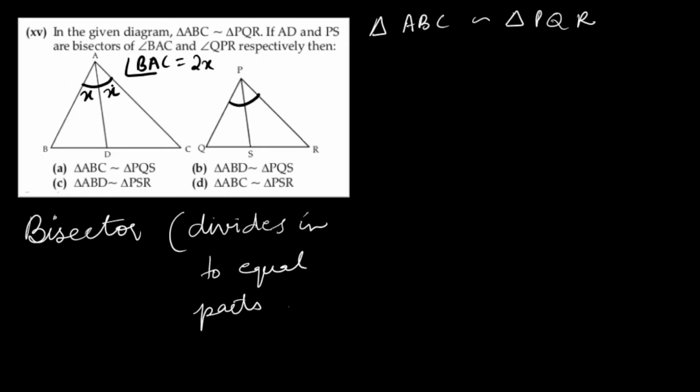Suppose if BAC is 50, then BAD is 25 and DAC is also 25. Same way, if angle PQR is equal to 2y, then this part is also equal to y and this part is also equal to y. So option B, let's see.